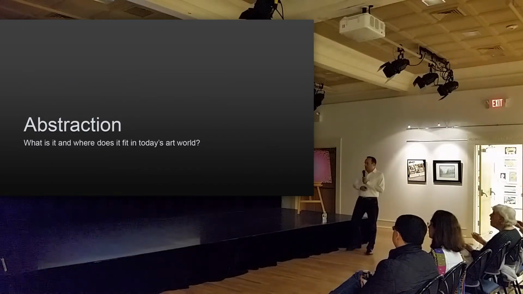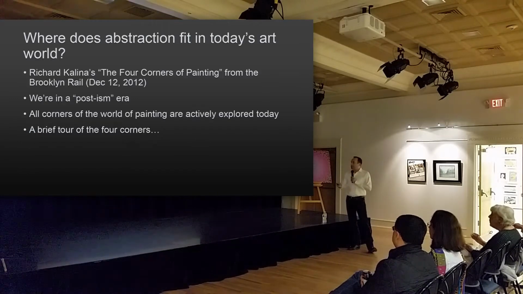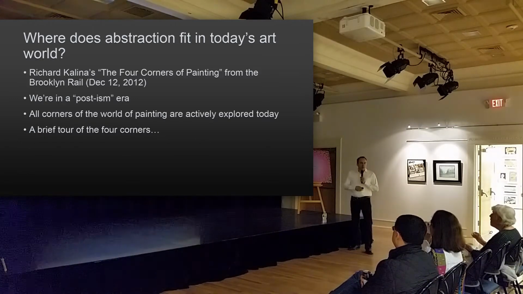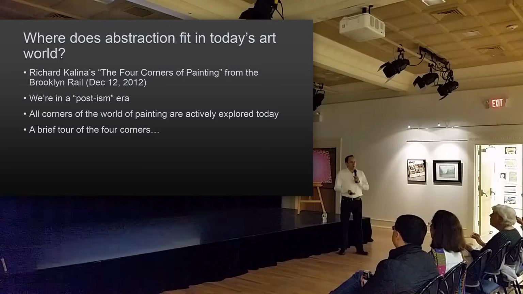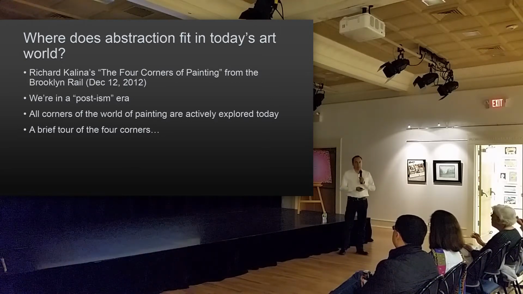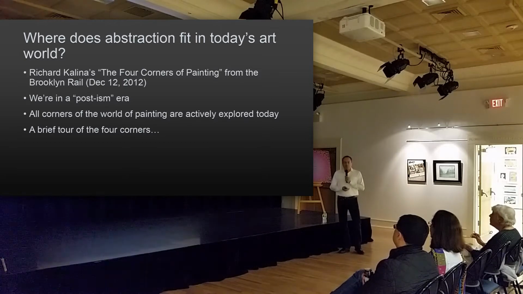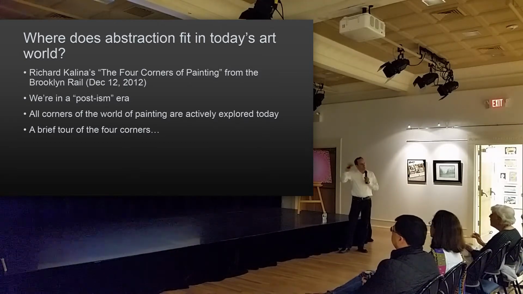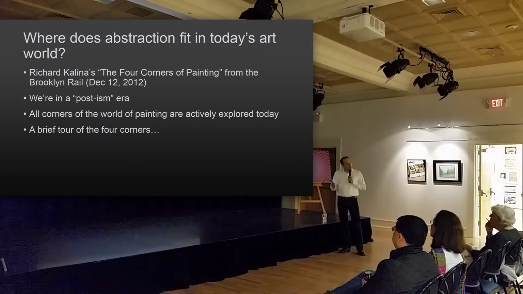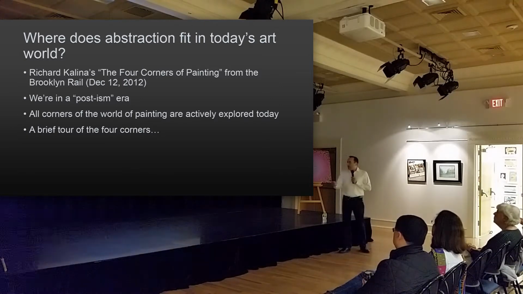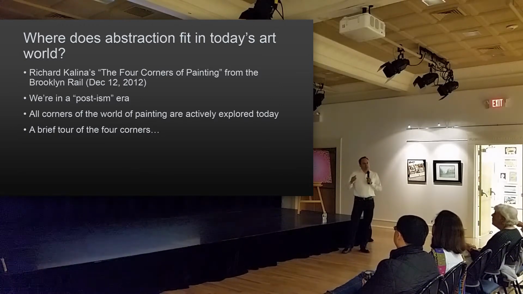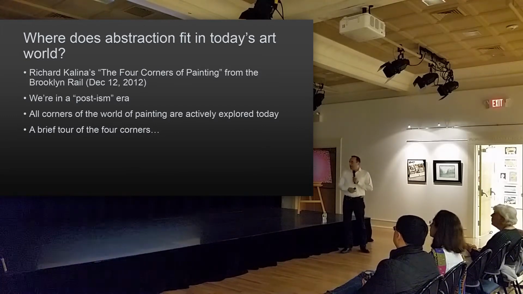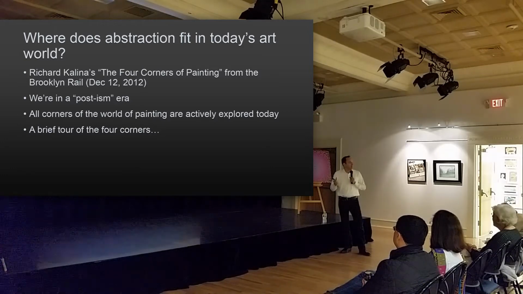So what is abstraction, and where does it fit in today's art world? I'm going to be using a framework by the art critic and painter Richard Kalina, who wrote an article in the Brooklyn Rail called The Four Corners of Painting, just to sort of scope out the entire world of painting today. It's not a perfect model, and he admits there's some blurry edges, but I found it really pretty helpful to get a sense of where the different kinds of paintings fit in today's art world. He described this as being in a post-ism era.